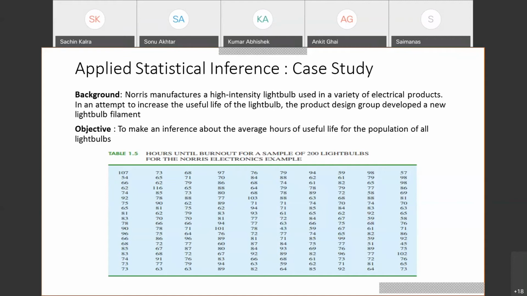So what they did is they kept the bulbs on for many, many hours, and they collected the data around it: hours until burnout. Burnout means the bulb got fused, the filament got burned away. This was for a sample of 200 light bulbs.